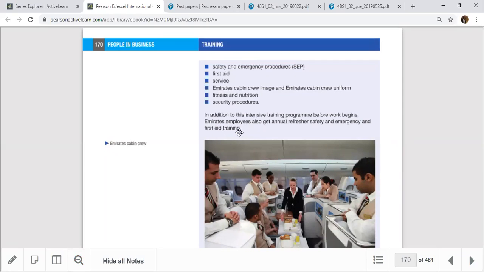In addition to this intensive training program before work begins, Emirates employees also get annual refresher, safety and emergency, and first aid training every year. In addition to the initial training, every year they have continuous professional development, CPD, hours courses. Every year you have to refresh those safety and emergency trainings. These courses are really important, right? So this is actually happening right now.